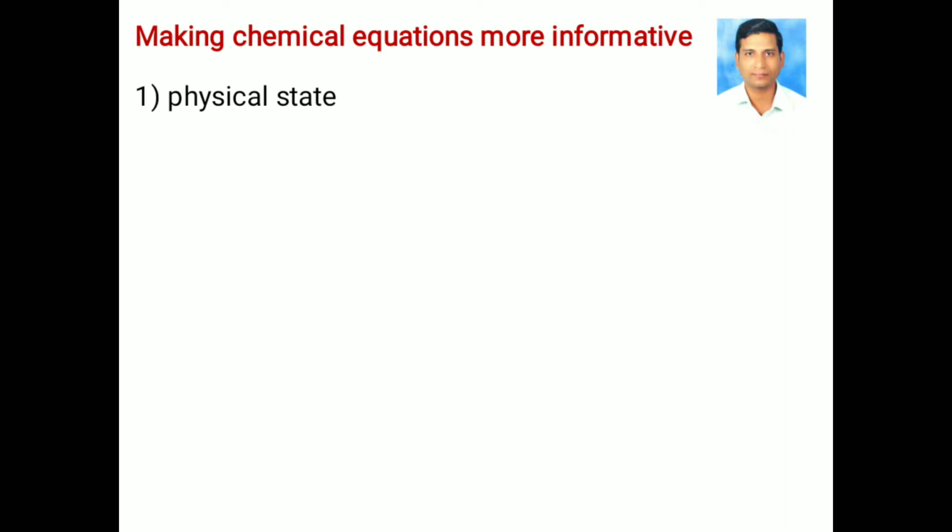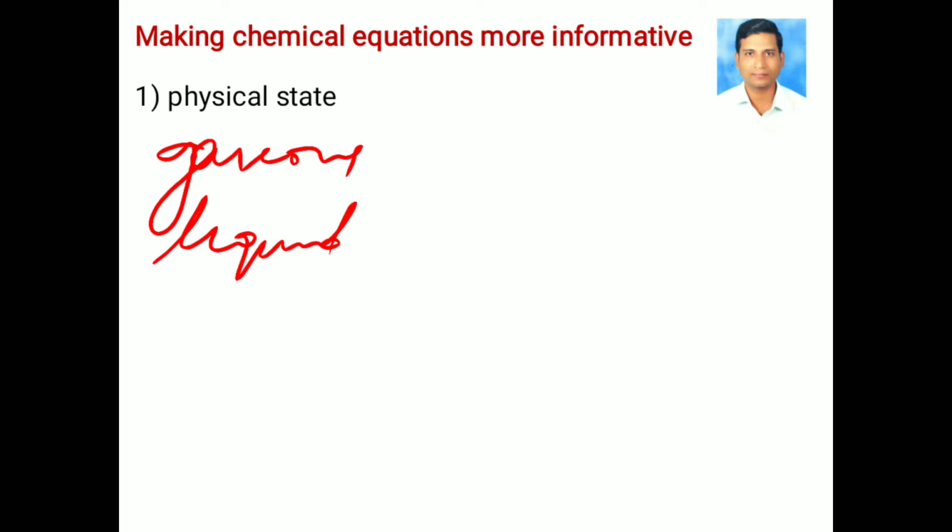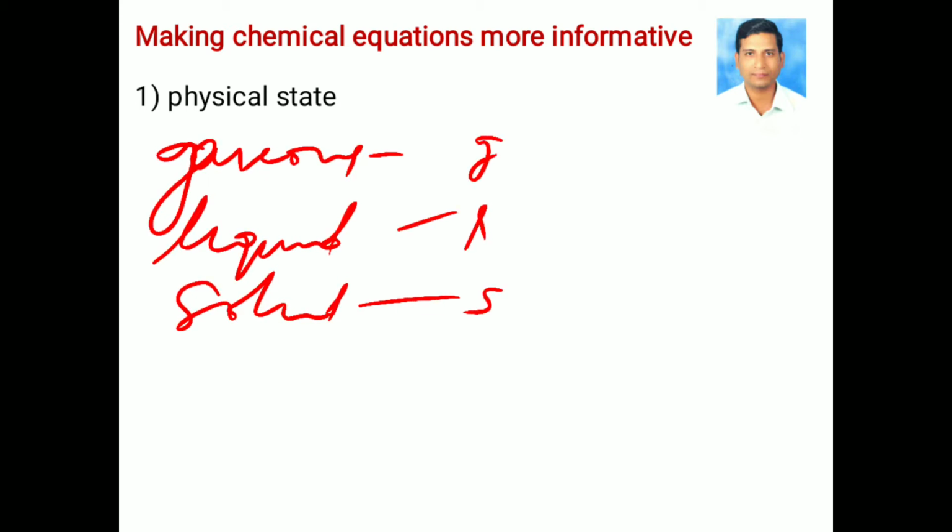The different states, that is gaseous, liquid, solid, are represented by the notations small g, small l, small s, respectively. If the substance is present as a solution in water, the word aqueous is written as aq.